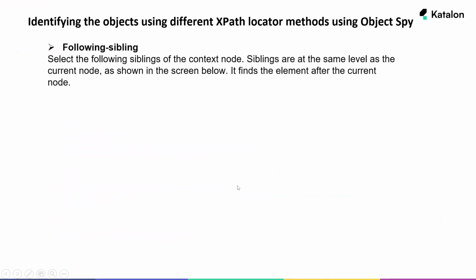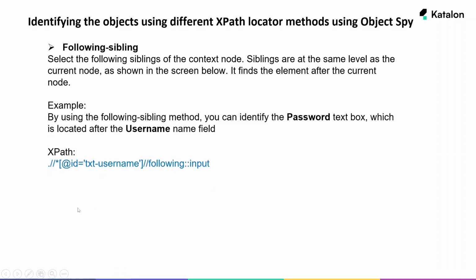Now let us see if you have anything remaining. We have another method called following-sibling, and you can follow this example. You can simply use the following-sibling method. So this brings us to the end of our chapter 2.